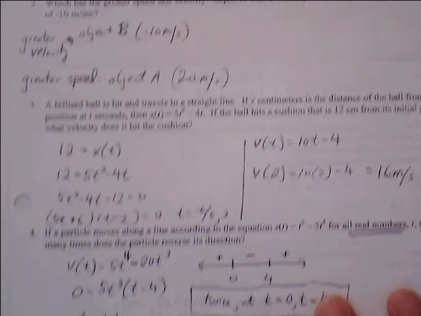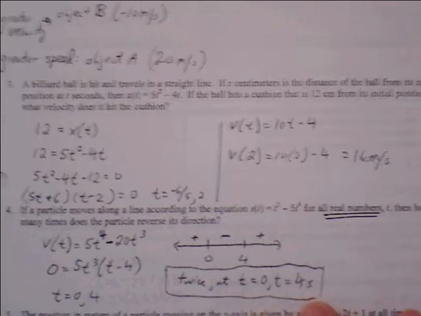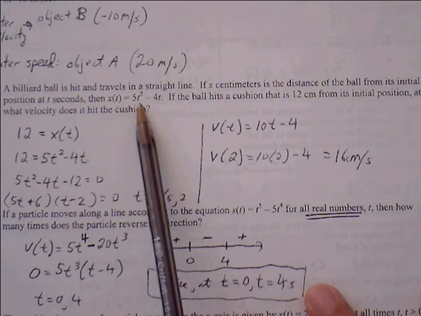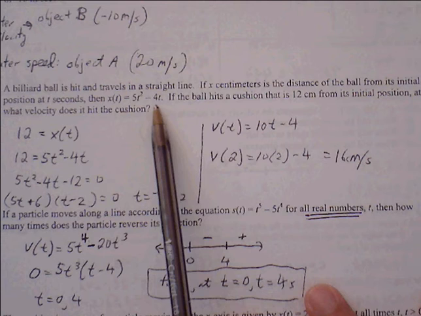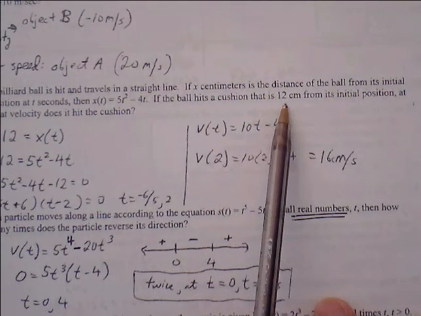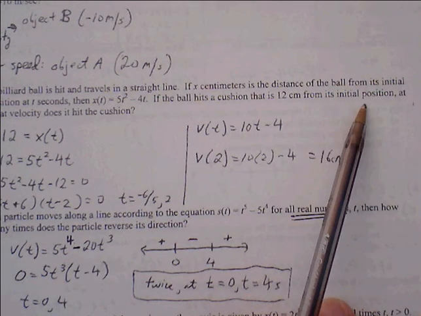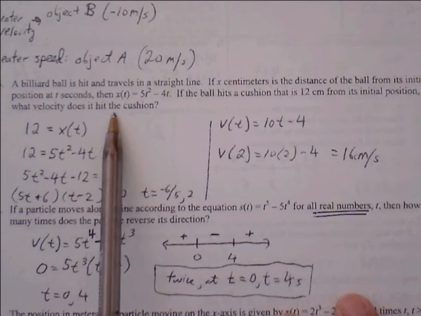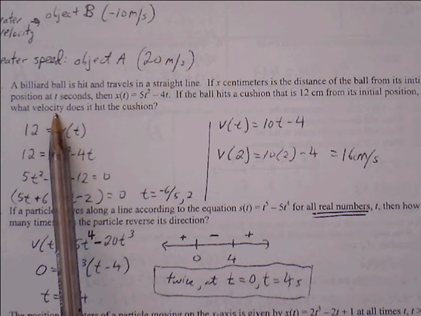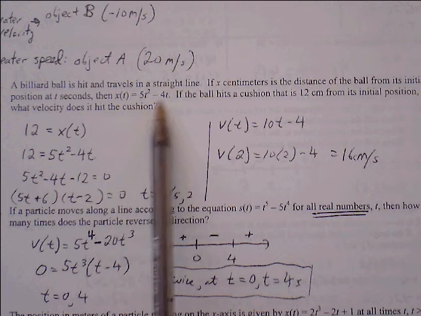Number 3, a billiard ball is hit and travels in a straight line. If x centimeters is the distance of the ball from its initial position at t seconds, then x of t, this is the position function, is 5t squared minus 4t. If the ball hits a cushion that is 12 centimeters from its initial position, so we're given a point that we can use later on, at what velocity does it hit the cushion? So we're trying to find the velocity at this moment in time. So we have our position function.